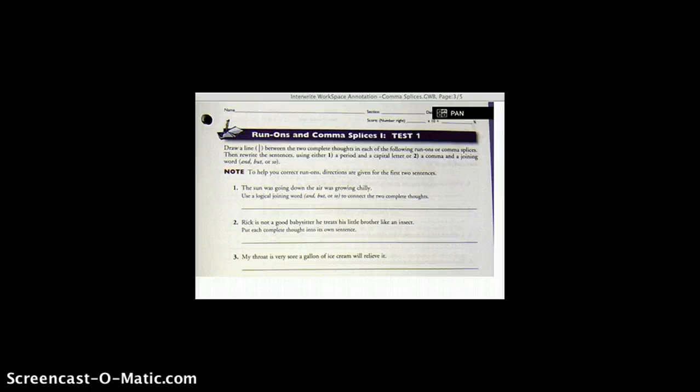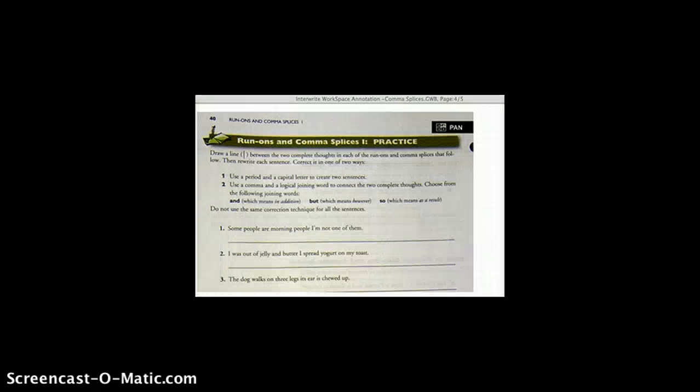Then go to the top of page 40. As we look at page 40, again, you're going to be drawing a vertical line between the two complete thoughts in each of the run-ons and comma splices that follow. Then rewrite each sentence. Correct it in one of two ways. 1, use a period and a capital letter to create two sentences. Or 2, use a comma and a logical joining word to connect the two complete thoughts. Choose from the following joining words. And, which means in addition. But, which means however. And so, which means as a result. Do not use the same correction technique for all of the sentences. Be sure that you're using both methods, 1 and 2.